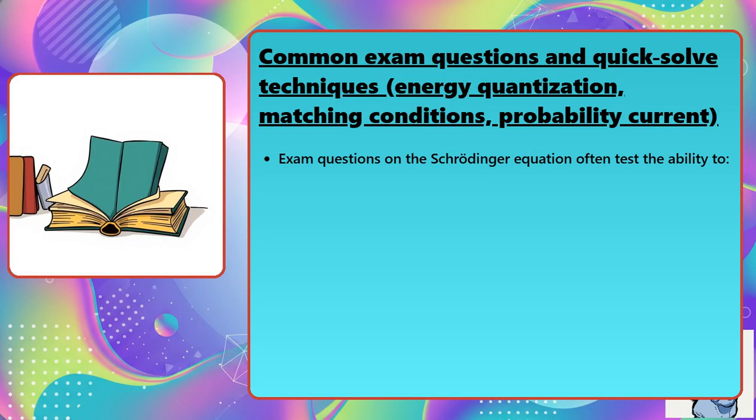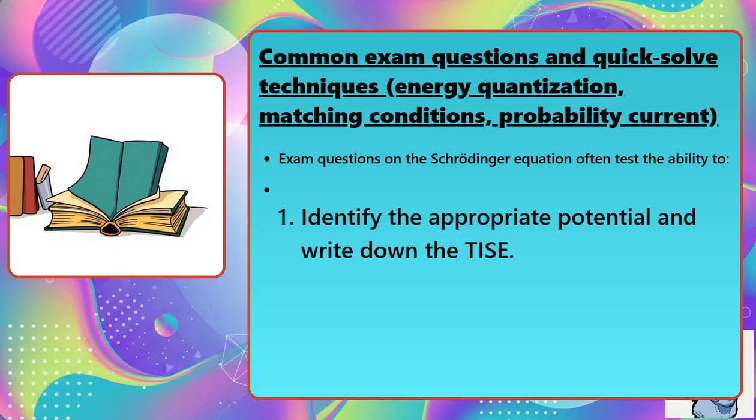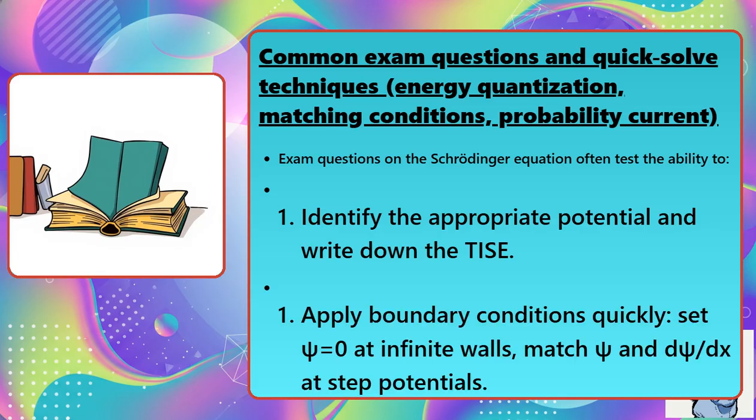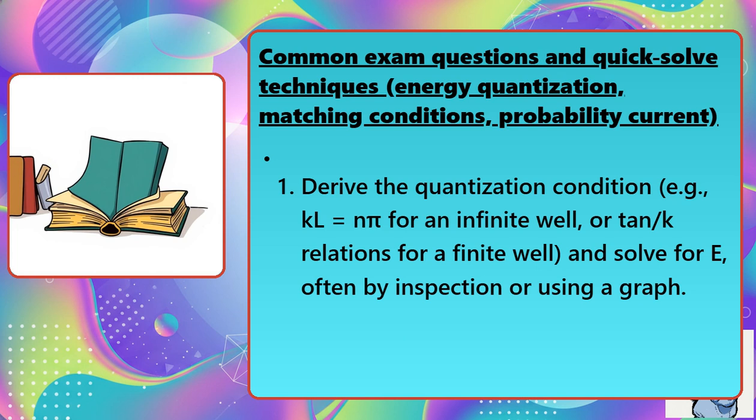Exam questions on the Schrodinger equation often test the ability to: 1. Identify the appropriate potential and write down the TISE. 2. Apply boundary conditions quickly. Set psi equals 0 at infinite walls, match psi and d psi by dx at step potentials. 3. Derive the quantization condition, for example kL equals n pi for an infinite well or tan-k relations for a finite well, and solve for E, often by inspection or using a graph.